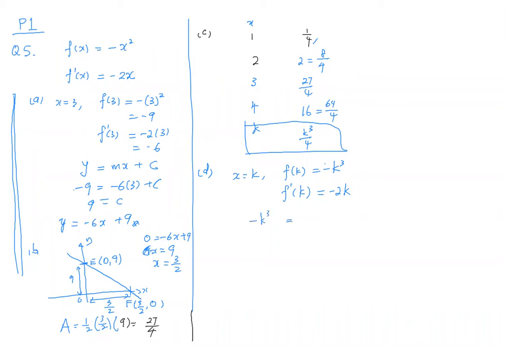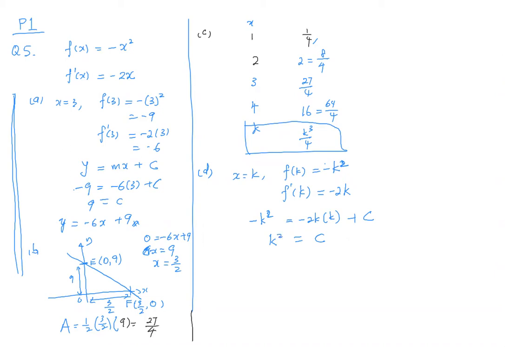Wait, this is k squared. Sorry, this is k squared. mx plus c. So the c will be k squared. Am I right? Is it k cubed or k squared? Negative k squared. I'm right. Okay. It will be k squared. All right.